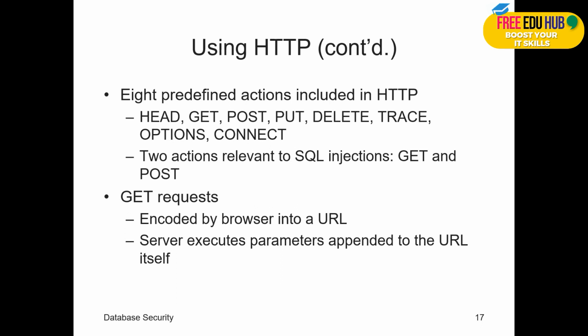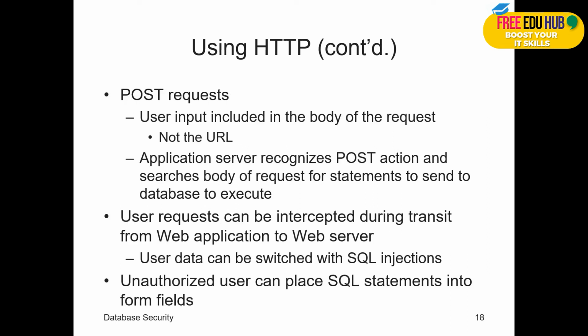This is a common thing which is used when you are making a web application. Get requests are encoded by the browser, and the server executes the parameters appended to the URL itself. Post requests have the user input included in the body of the request, not in the URL. The application server recognizes the post action and searches the body of the request for the statements to send to the database to execute. For example, when the user is logging in, it would take the username, search for the username in the database, and verify whether the credentials match based on the username.